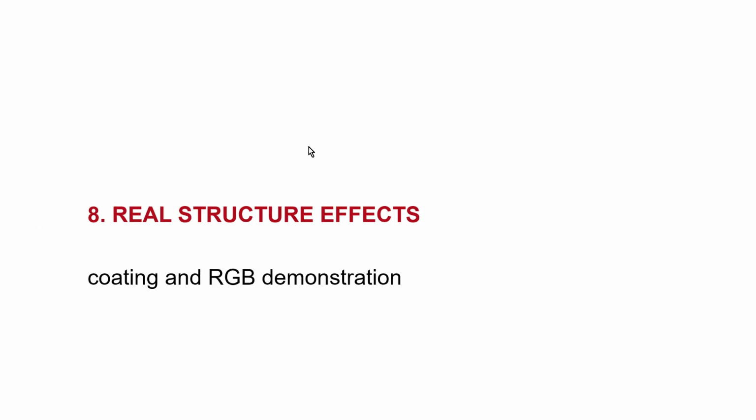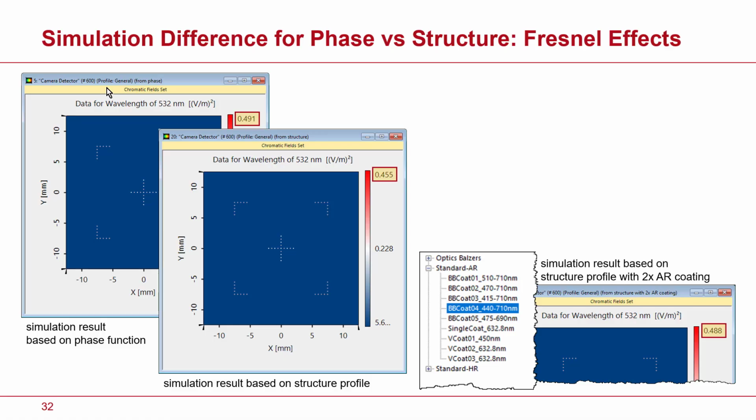And now let's see for what purpose this conversion was also helpful regarding simulations. Let's see this result from the simulation based on the phase function. And if we do the same now with the simulation based on the structure profile, we see they look almost identical. But if you have a look at the maximum of the legend here, the scale, you see there is quite some difference. That's due to Fresnel effects.